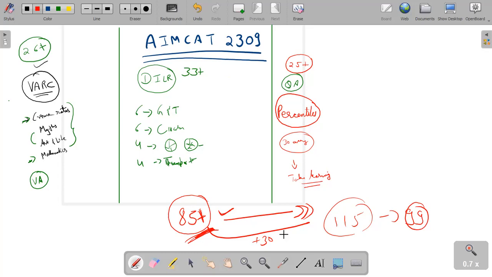The practice, the number of mocks, and the number of questions are not enough to improve your percentile. You should be balanced with your thoughts, with your skills, and with your vision. So we will keep everything in balance, and we will analyze each and every mock.